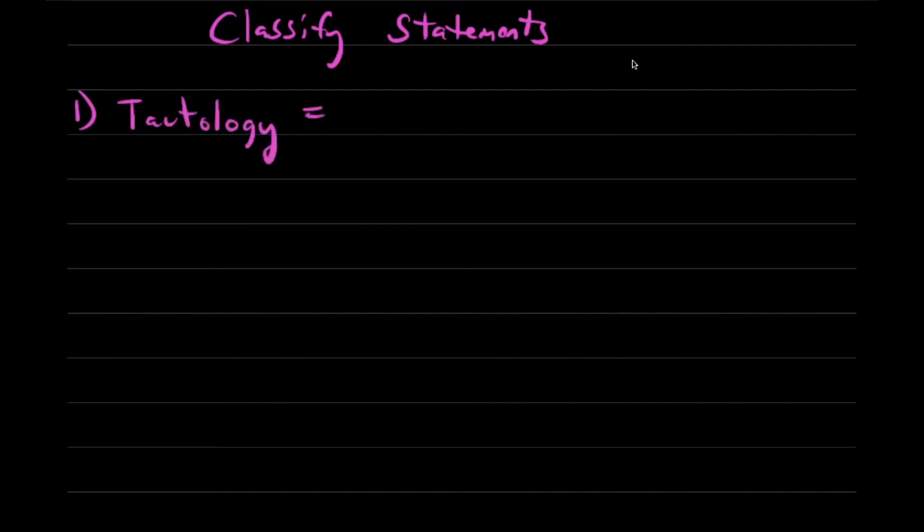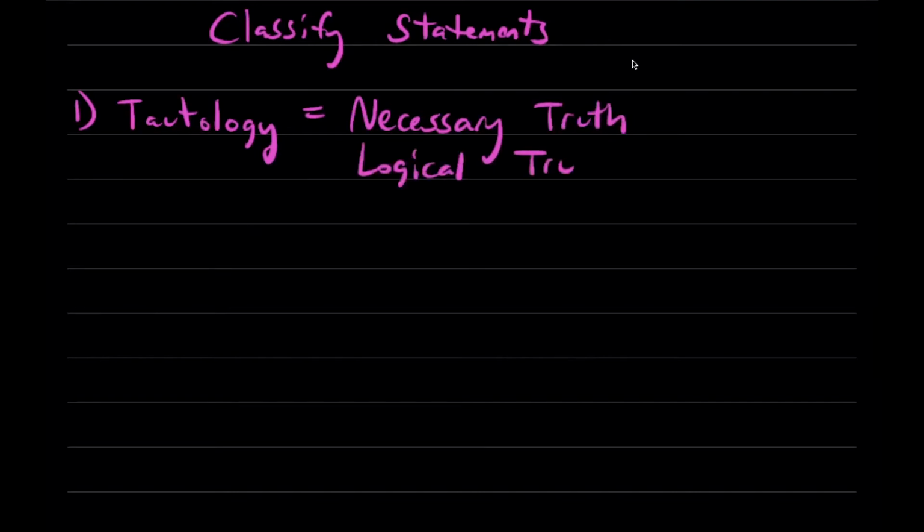A tautology is a necessary truth, sometimes called a logical truth. A statement could also be a self-contradiction. You can almost figure out what self-contradiction means. Self-contradiction is going to be necessarily false.